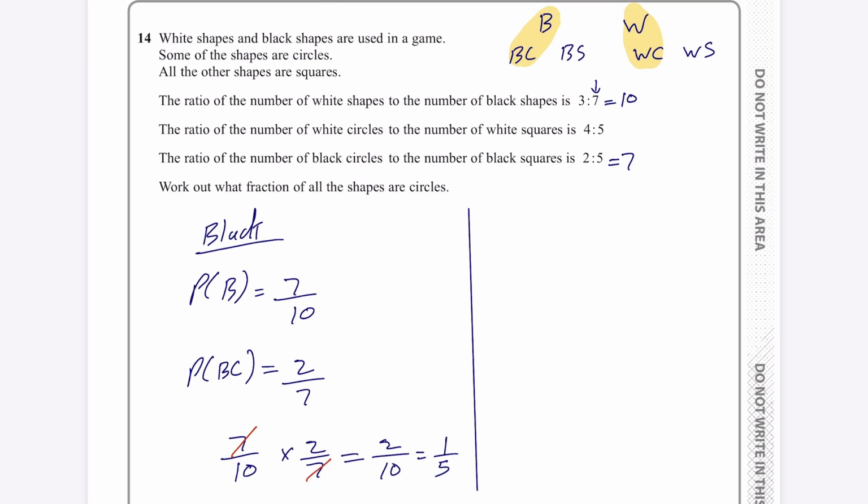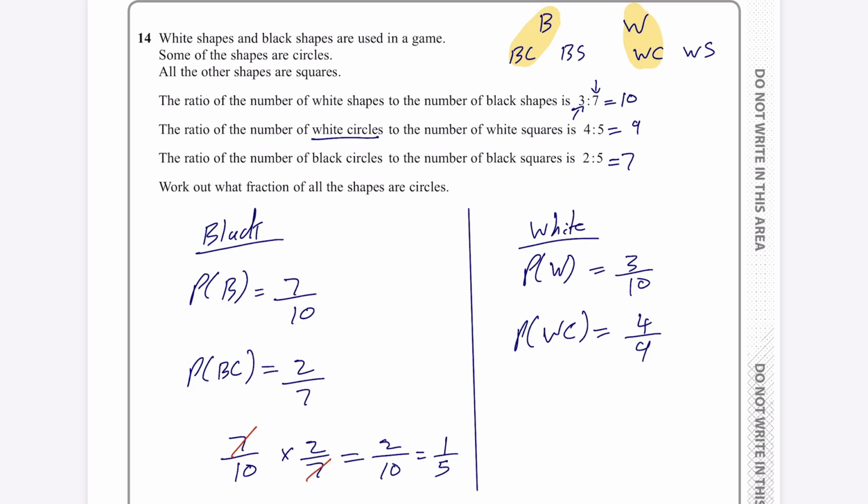Now that we've looked at black, we'll do the exact same for white. So what's the probability of it being white? So that's 3 out of 10. And then what's the probability of it being a circle? So that's white circle, so that's going to be out of 9, 4 out of 9.